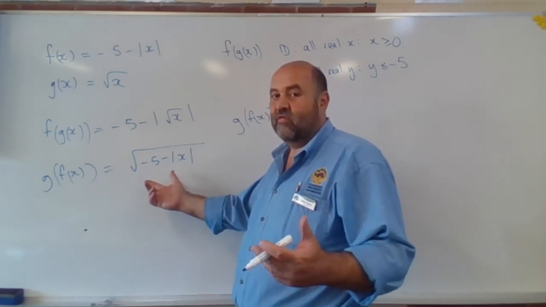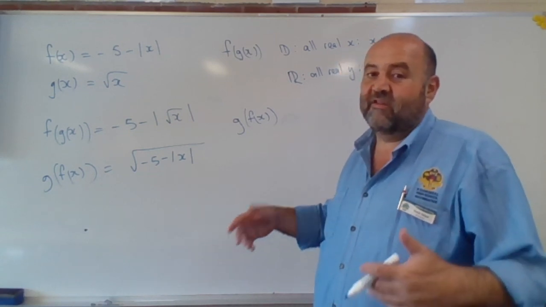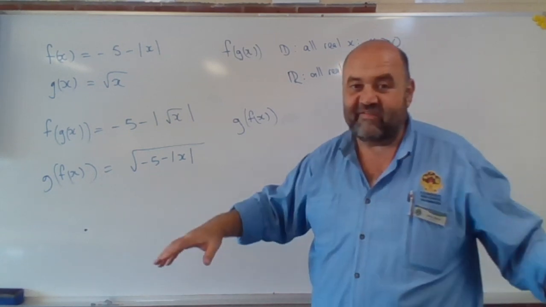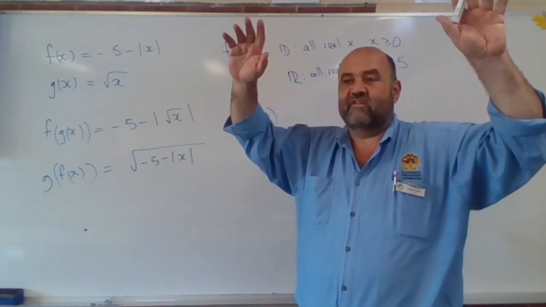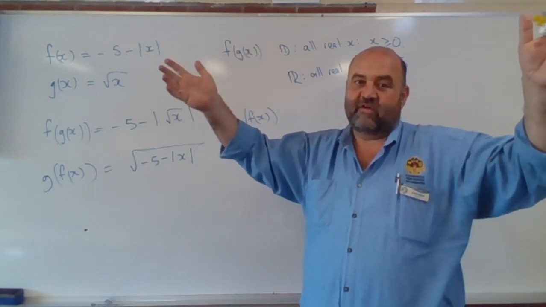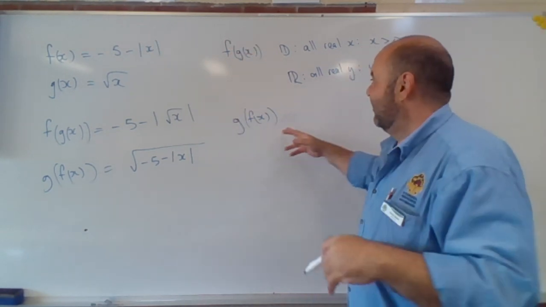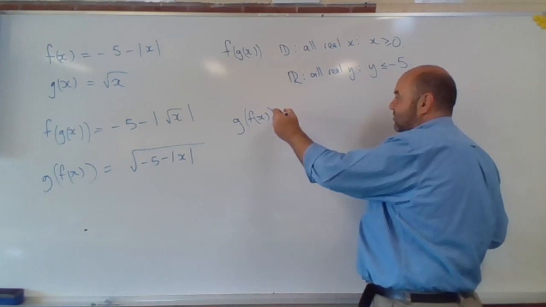There's nothing at all. If there's no domain, then there's no range. If there's no x values that I can map onto y values, then there's no y values either. So this is actually the empty function.